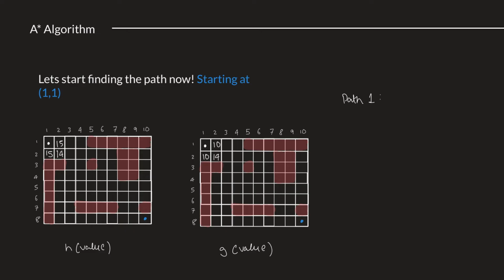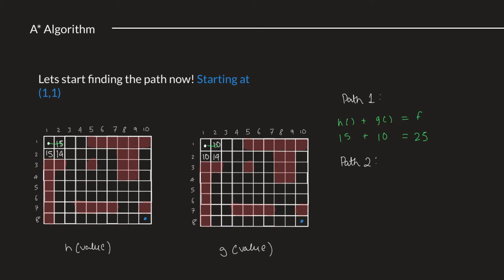Okay, so let's start finding the path now. Starting at 1,1, the first path that we can take is towards the right. We can go to the next block, which has a heuristic value of 15 and a movement cost of 10. You can find these heuristic values in the table before. Now when we add the heuristic and movement cost values, that gives us the value for f, which in this case, if we go towards the right, would be 25.